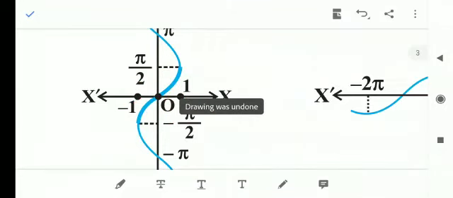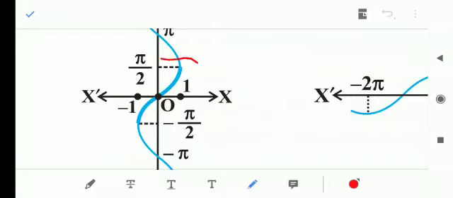So this restricted branch is known as the principal branch. A given trigonometric function, which is non-invertible, can be converted into an invertible function by restricting its domain and range.